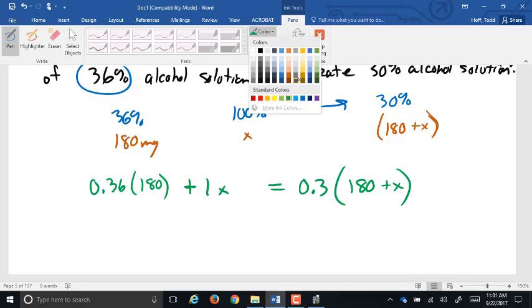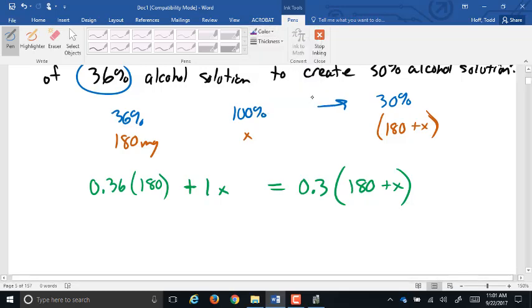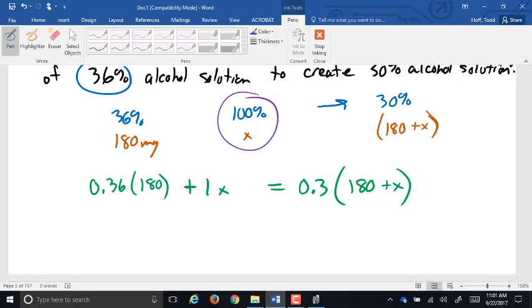So I'm going to pause there again. Questions on where that equation came from? Okay. Obviously, seeing the 100% for the pure alcohol is the tough part. It's possible. You can ask me, yes. I will definitely answer questions on the test.